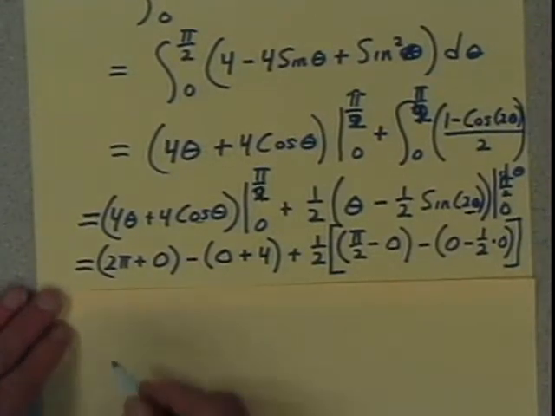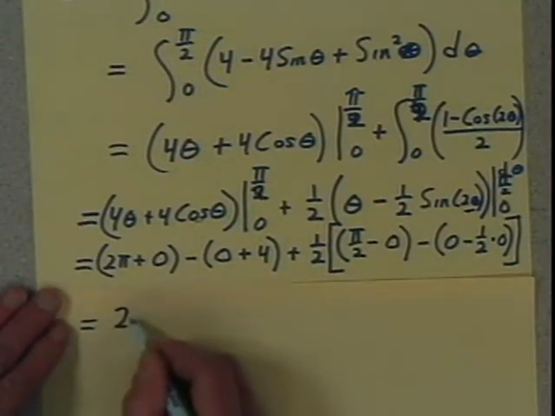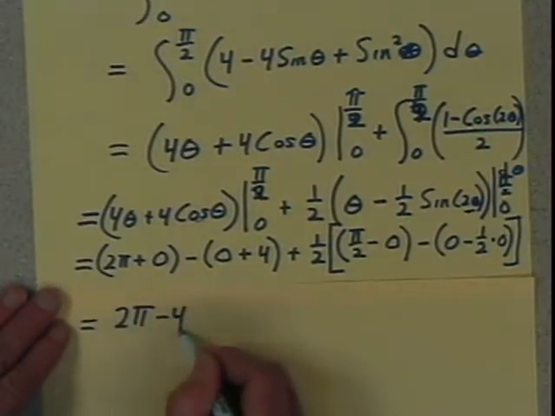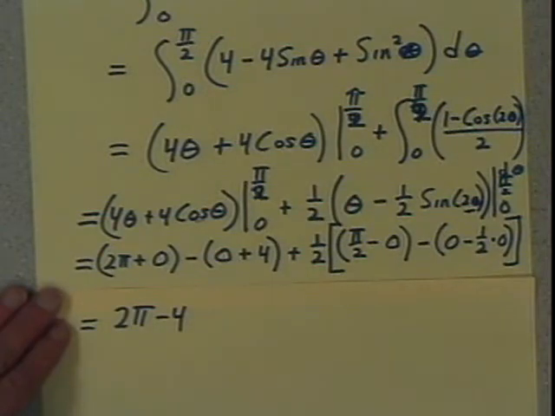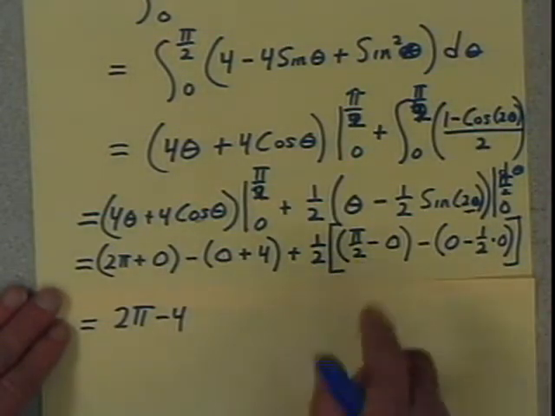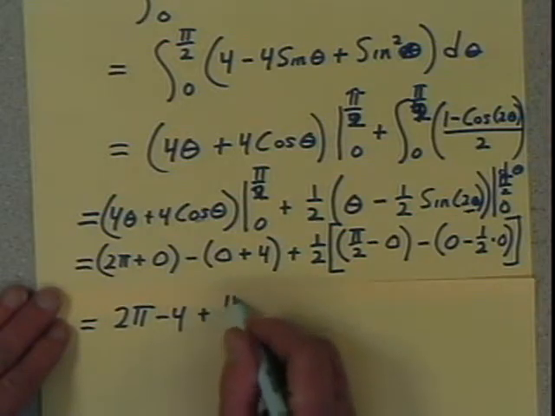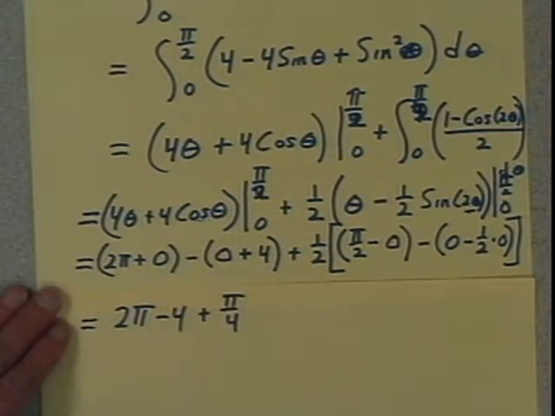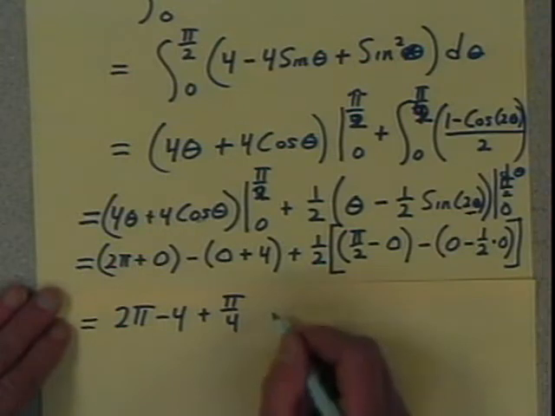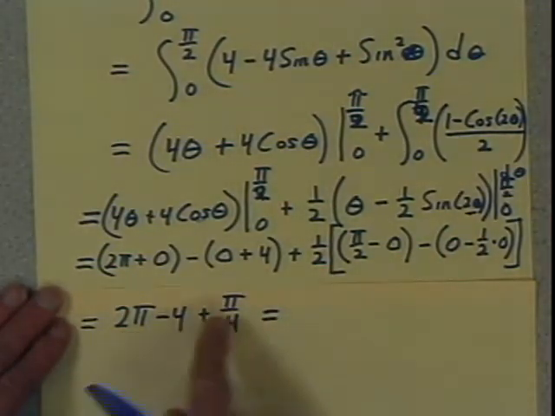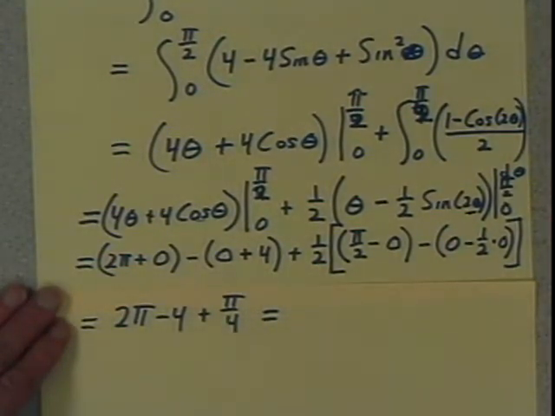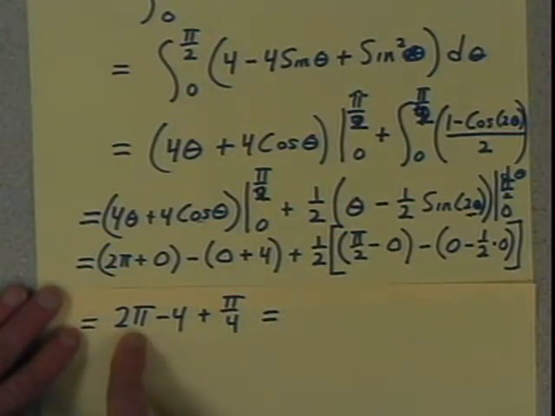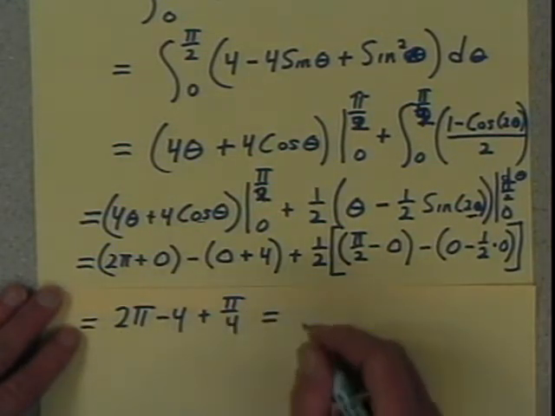So what's the net result? Well, from the first part, I see a 2 pi. I see a minus 4. From the other part, the only contributor is right here, which would be a pi over 4. And now the hardest part of the problem, what's 2 pi plus pi over 4? Let me see, 2 pi used to be 8 pi over 4. Is it still? And 8 pi over 4 plus another pi over 4, that'd be 9 of them.